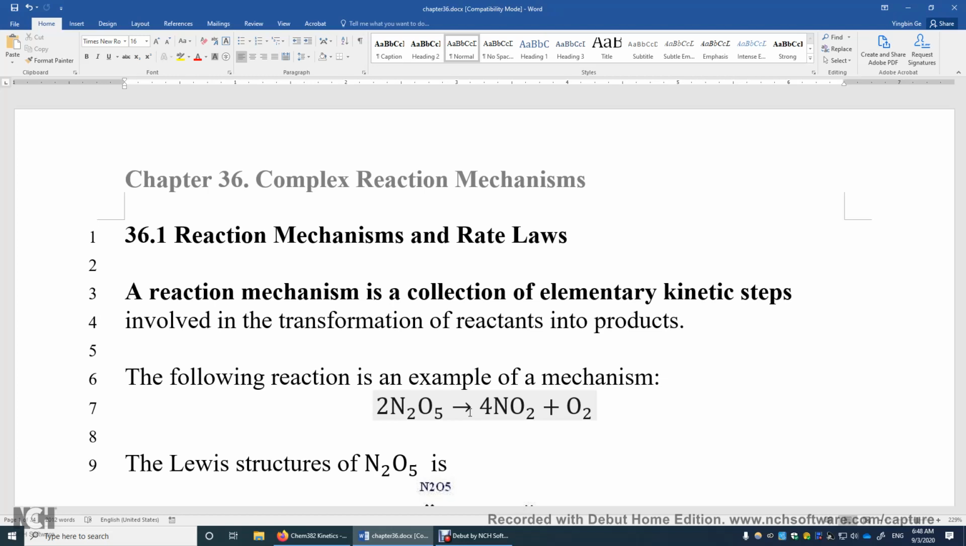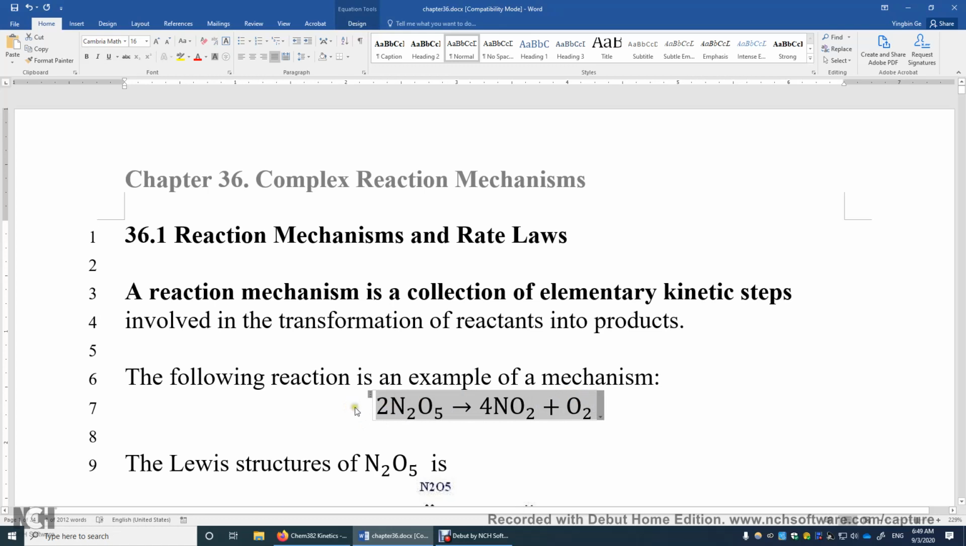A reaction mechanism is a collection of elementary kinetic steps. Let me give you one example here. Two N2O5 molecules react to produce 4 NO2 and 1 molecular oxygen. And this is a complex mechanism. So do not intuitively assume this is a second-order reaction. This is not a second-order reaction. I will prove it to you. It's actually a first-order reaction, despite this coefficient. Again, this is because we should not treat this as an elementary step.